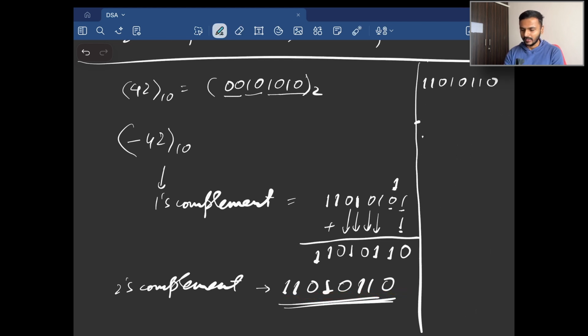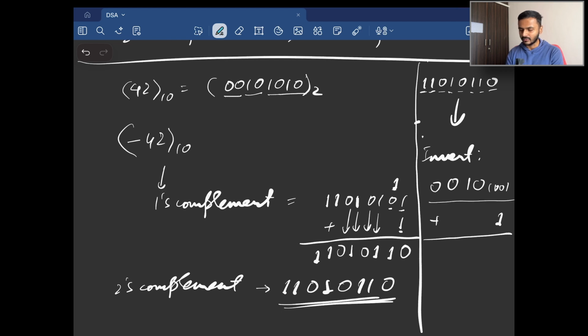So to decode, the process is pretty simple. First of all, invert all the bits. So if we invert all the bits, we'll get 0, another 0, 1, then 0, then 1, 0, 0, 1. This is the first step. The second step is adding 1 to the inverted bits. So we'll go for another binary addition. We'll have 0010 1001, and we will add 1 to it.